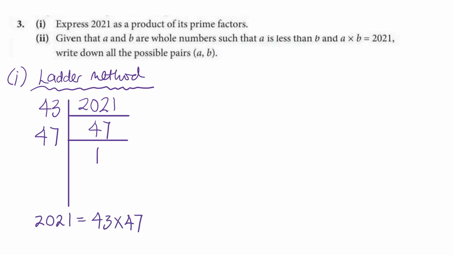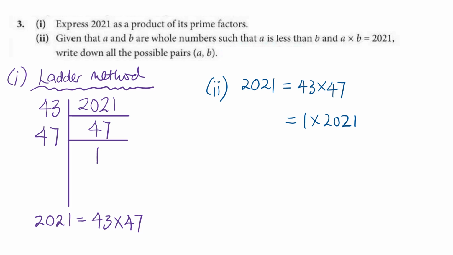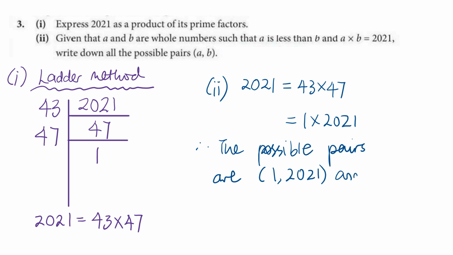All right, let's look at part 2. So 2021 can be written as 43 times 47, but it can also be written as 1 times 2021. Since we are asked to write down the possible pairs such that the number A must be less than the number B, one possible pair will be 43, 47 and 1, 2021.